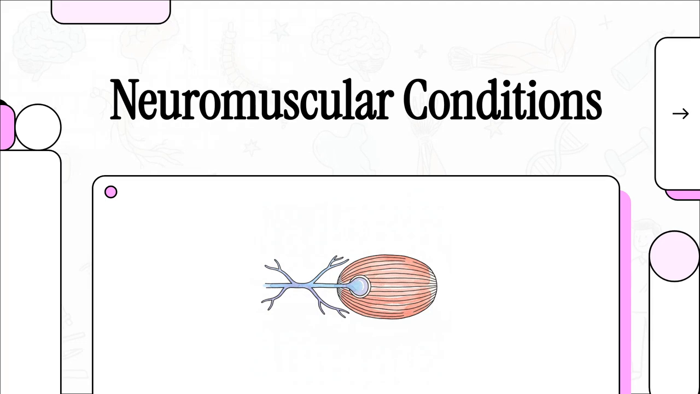We're tackling a really critical and frankly fascinating area of pediatric care today: neuromuscular conditions. Our goal is to clearly differentiate three complex presentations. We're talking cerebral palsy, hypotonia, and spinal muscular atrophy, while also hunting down their crucial shared care principles. Okay, let's dive into this.